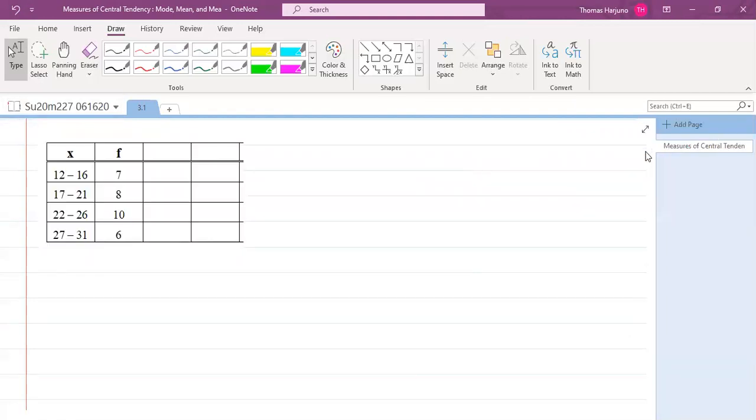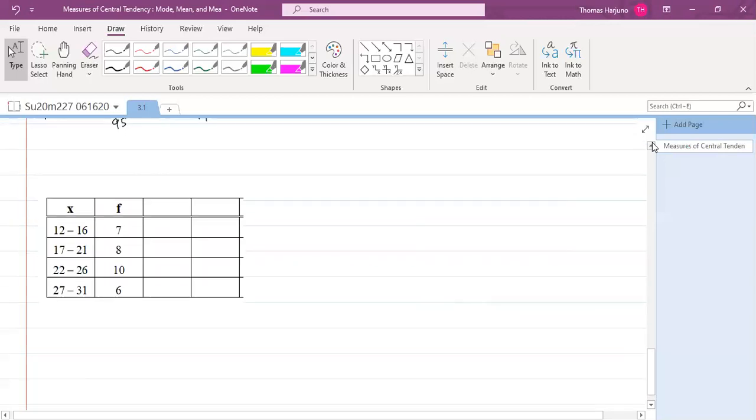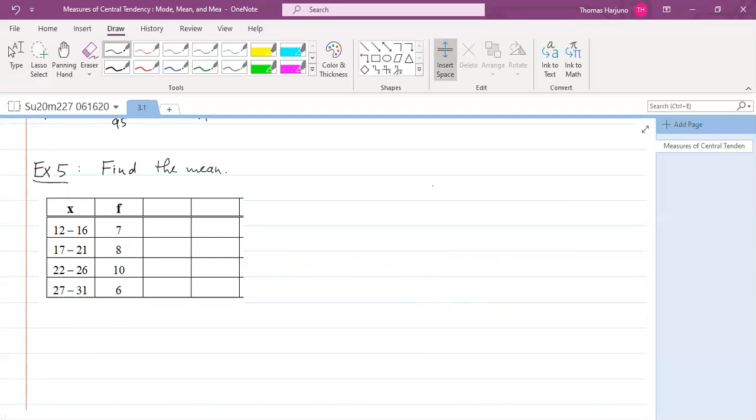Okay, find the mean for this. Call this example 5. Find the mean. That should take you approximately 5 minutes if you are fast enough. Together with your break, 10 minutes. We come back at 9:10. So 9:10, then I will go over this.